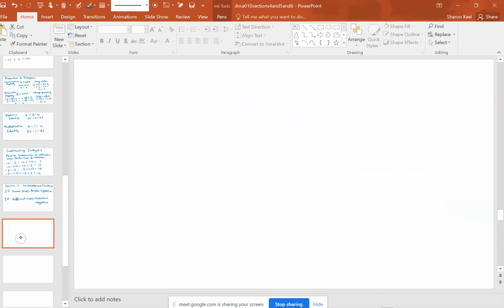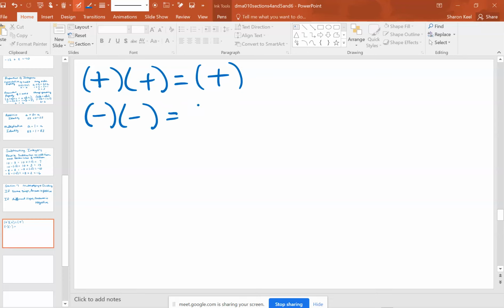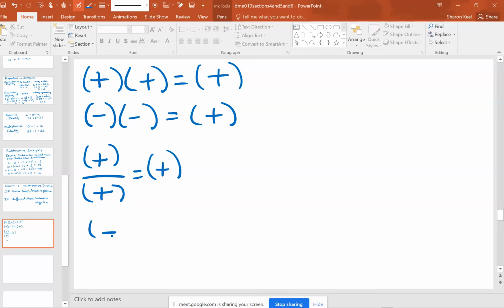Okay, so let me write this out for you. In other words, if you are going to multiply two positive numbers, if both signs are the same, your answer is positive. If you're going to multiply two negative numbers, your answer is positive. Same with division. If you divide two positive numbers, your answer is positive. If you divide two negative numbers, your answer is positive. Okay? So if you have the same sign, your answer is always positive.